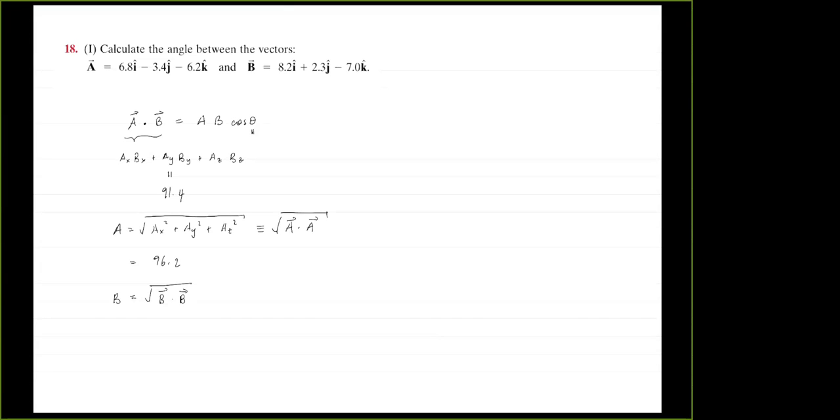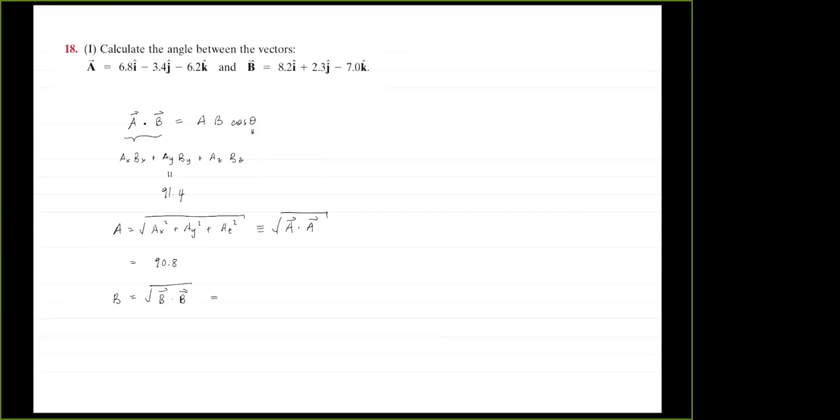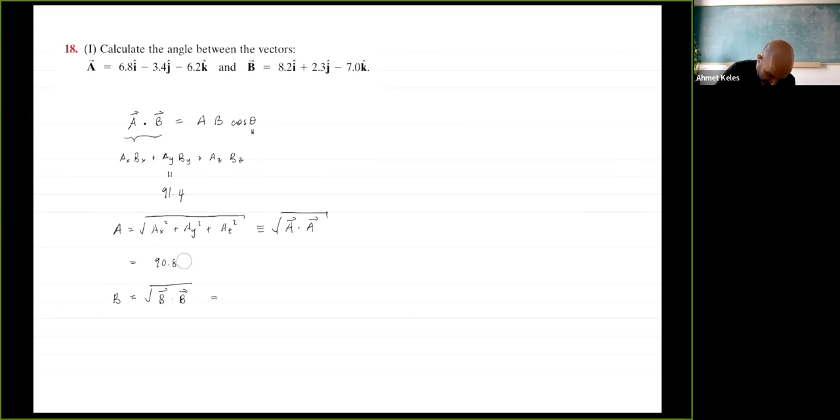Hocam, I am sorry. It is not 96.2. It is 9.8. Let me actually look at my answers. No, 9.8. Okay, yes. It is the g value, 9.8. Good. So compare with what I found. So I found, yes, 9.8.